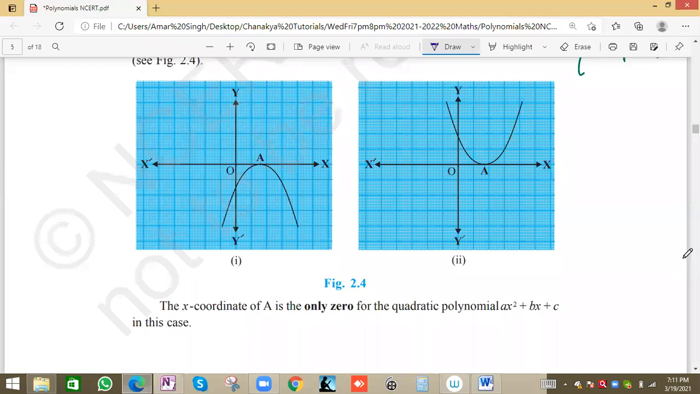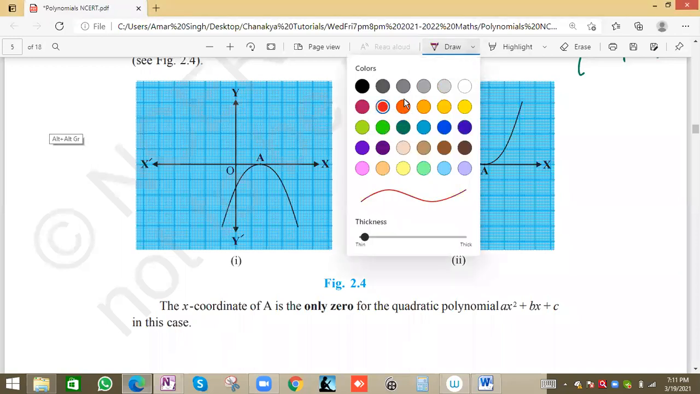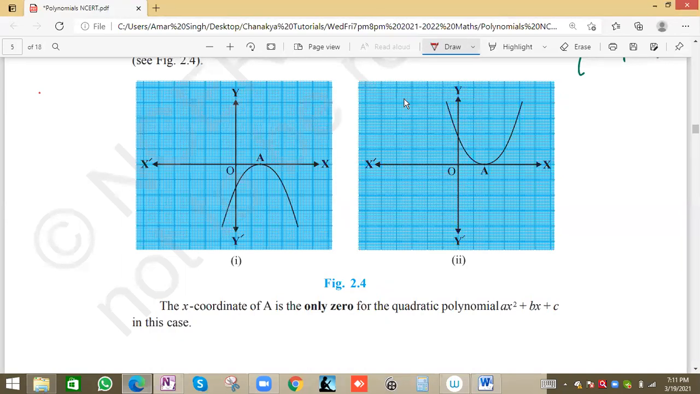So this is a question for everyone, especially those who have not answered it till now. First, we have to find the number of zeros, and also the nature of the zeros.